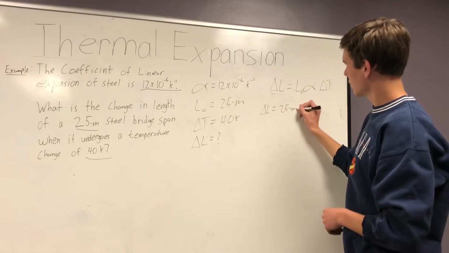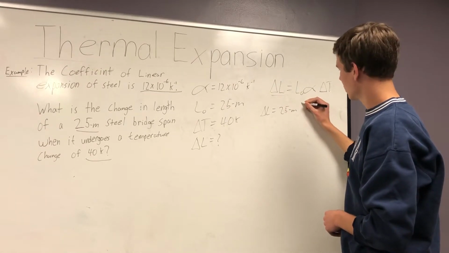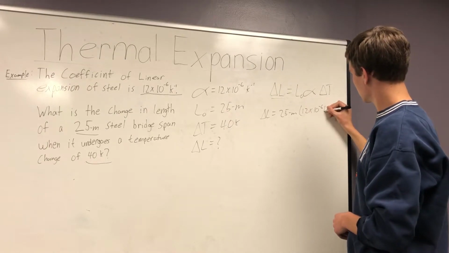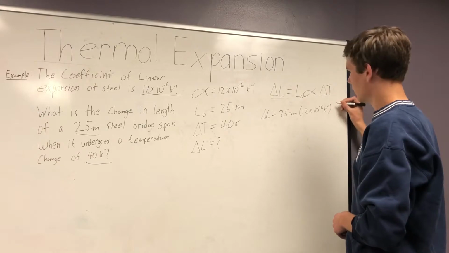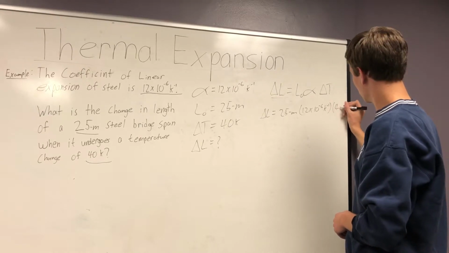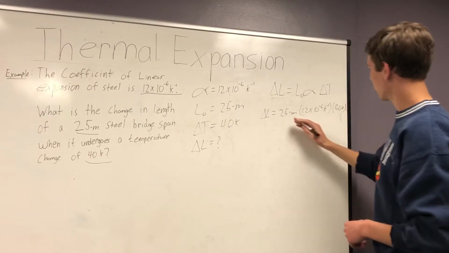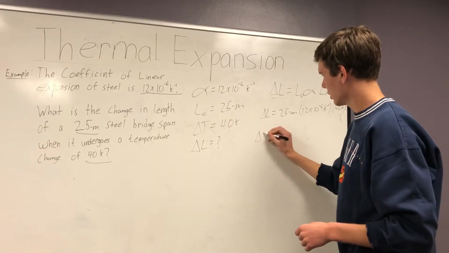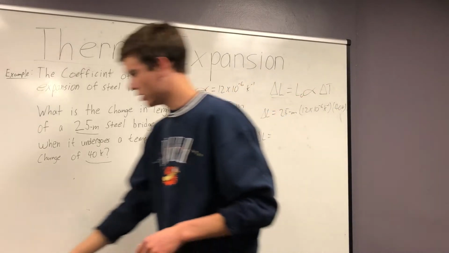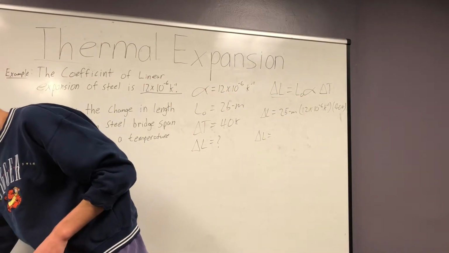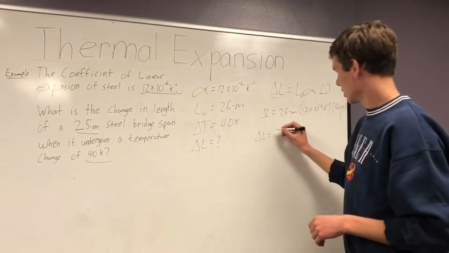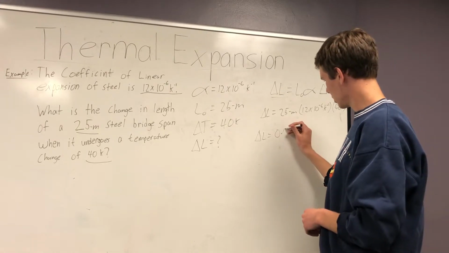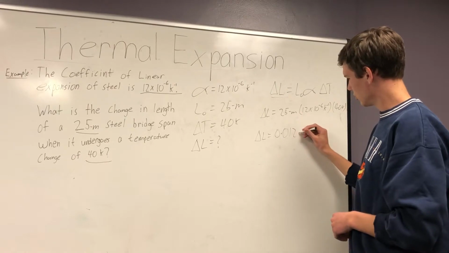25 meters times 12 times 10 to the negative 6th 1 over Kelvin times 40 Kelvin. Sorry, running out of room there. But after you get all these values, you can plug it into your calculator, and if you calculate it right, like I'm doing over here, you get it equal to 0.012 meters.